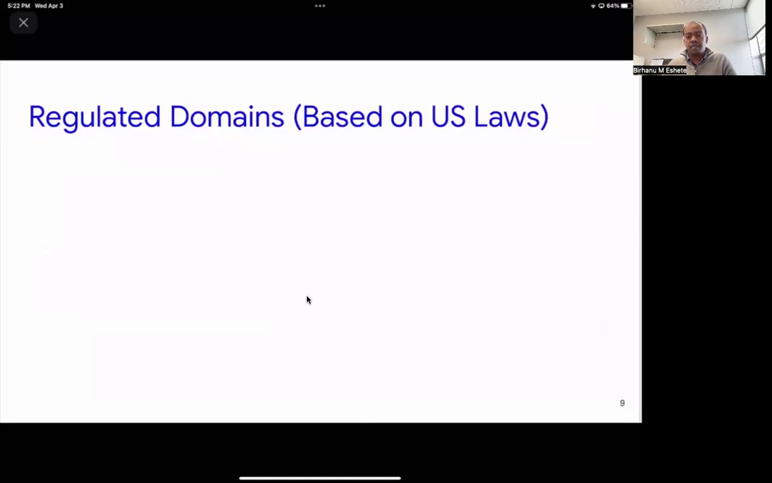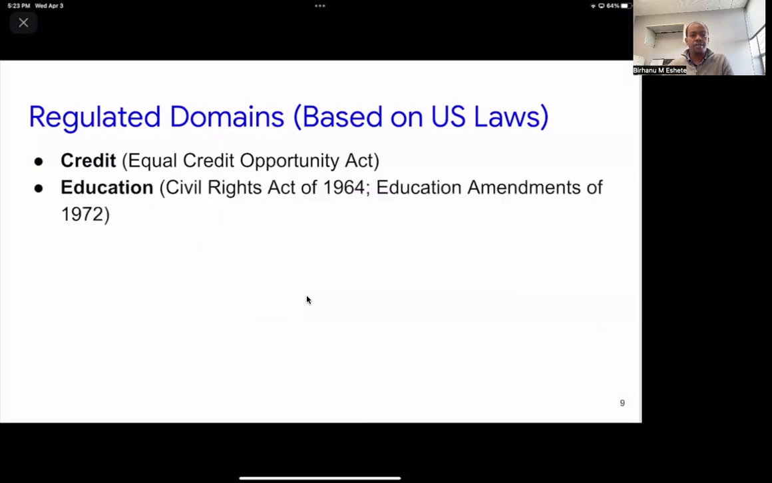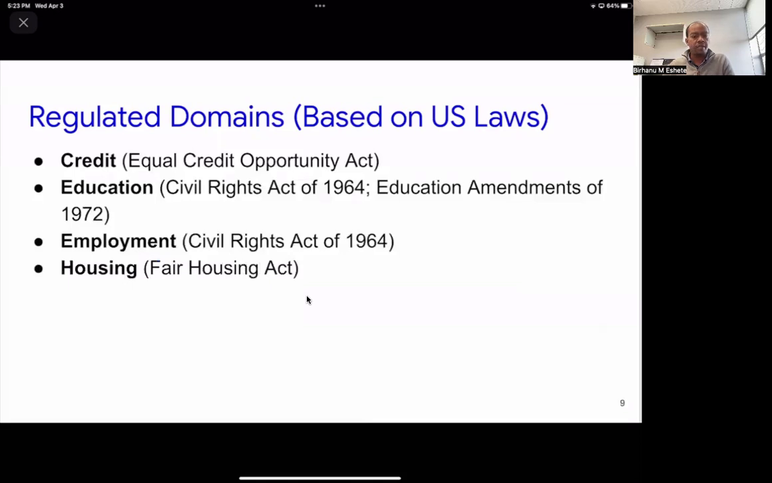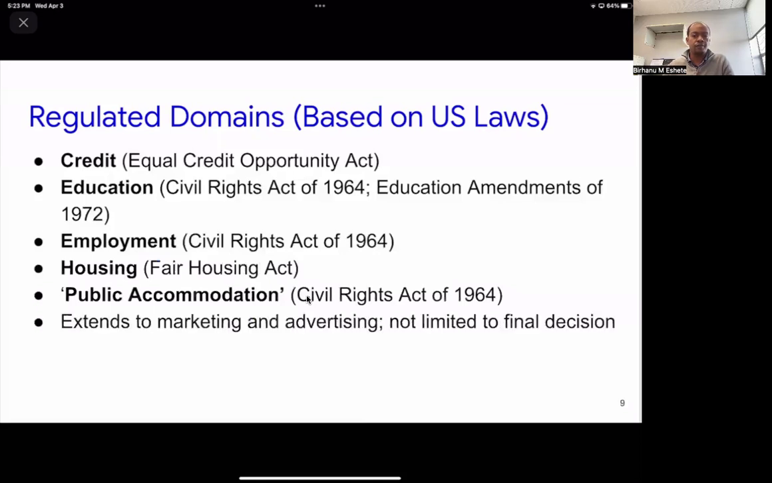So in the United States, as I said, every time I cite the law or regulations here, I'm going to be biased to the United States for the reason I just stated earlier. There is a set of domains called regulated domains in the United States based on United States laws. For instance, there is the Equal Credit Opportunity Act. There is the Civil Rights Act of 1964, and then in 1972, there was an amendment to that for education. And we do have employment, which also originates from the Civil Rights Act, housing, the Fair Housing Act, and public accommodation, again, originates from the Civil Rights Act of 1964.